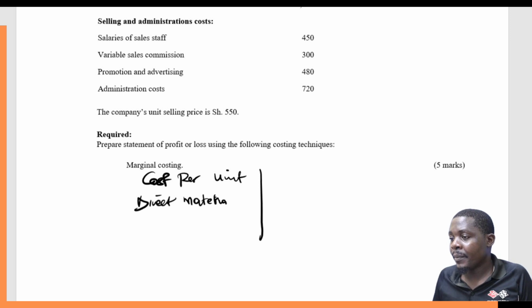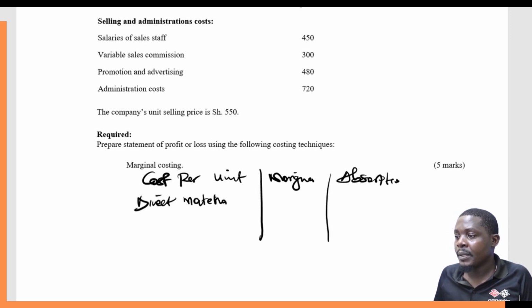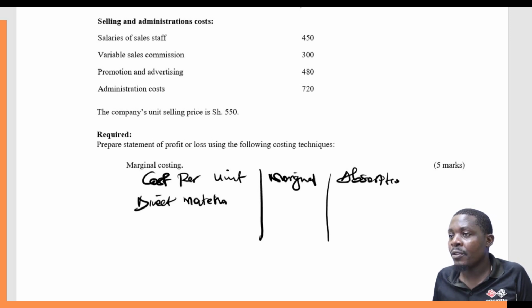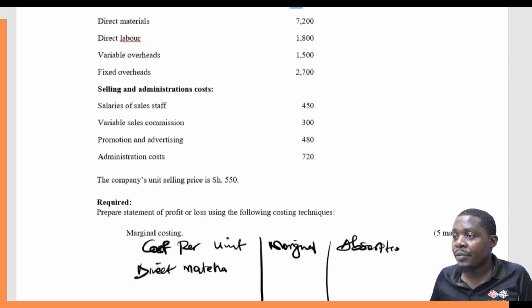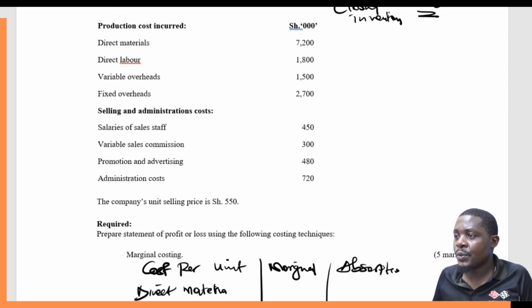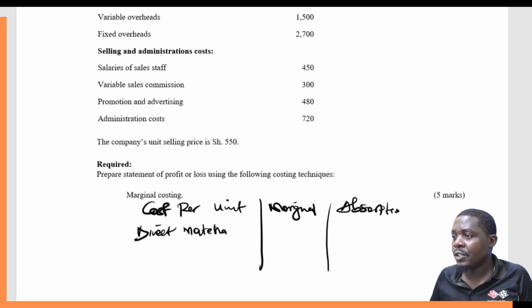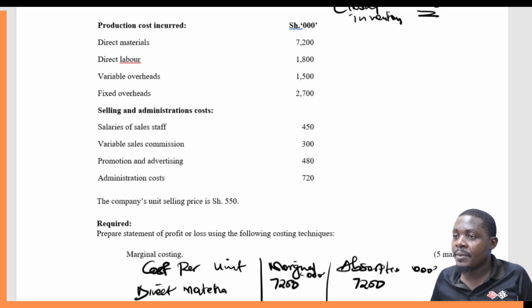I'm going to split them here. This will be marginal, then this one is going to be absorption. Absorption, we use the total cost, while marginal, we are focusing on variables only. Direct material, we hit 72. We got 3 zeros up there; we are targeting 3 zeros, meaning these figures are in thousands.